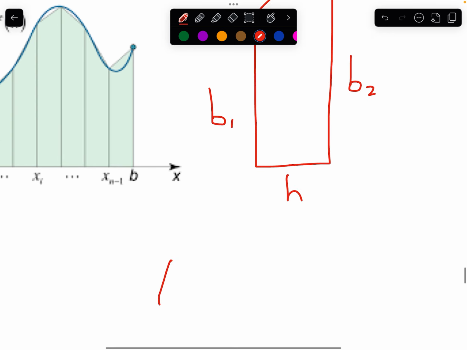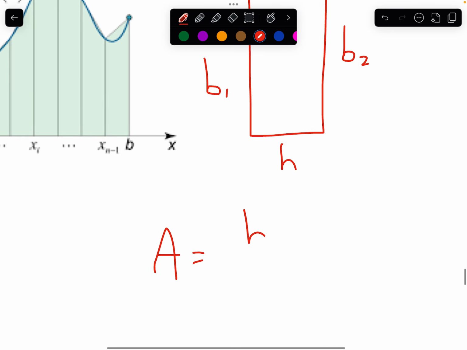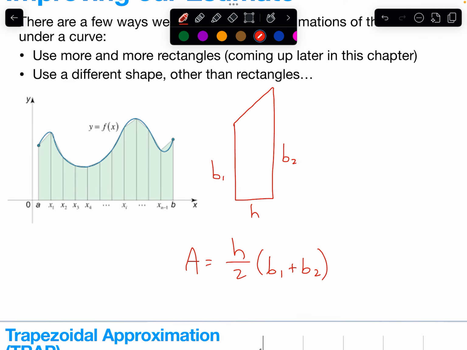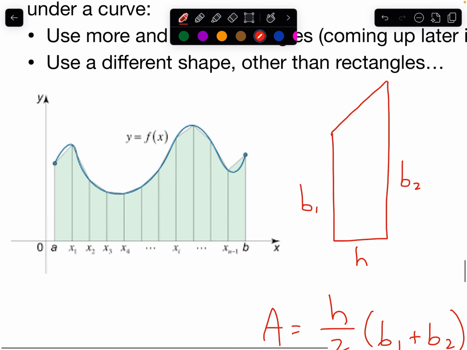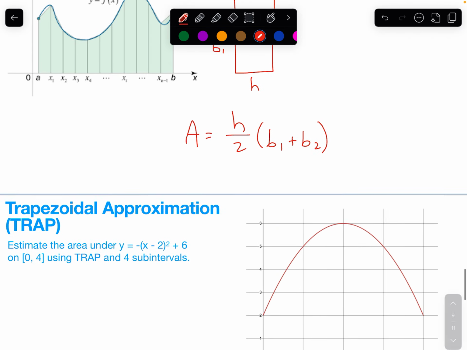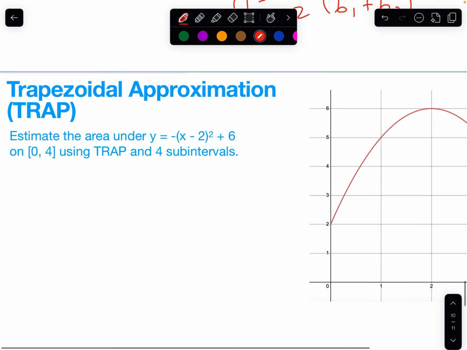And remember that we find the area of a trapezoid by taking the height, cutting it in half, and finding the sum of the bases. You can see how that can result in perhaps a better approximation because we don't have quite as much missing area that we get, or an overestimate that we get with rectangles. So this leads us to our final idea for this video today, the trapezoidal approximation method.